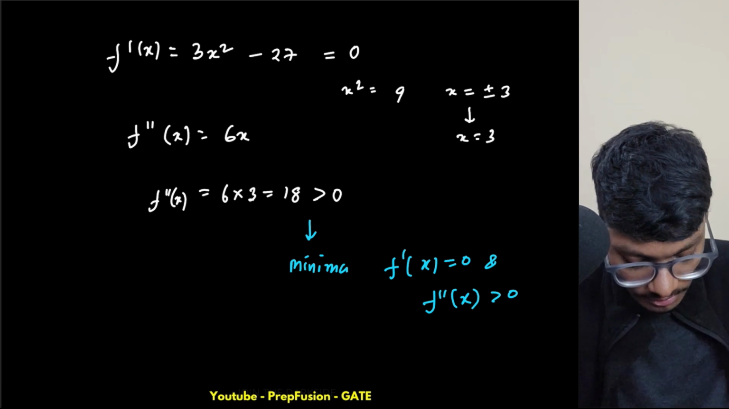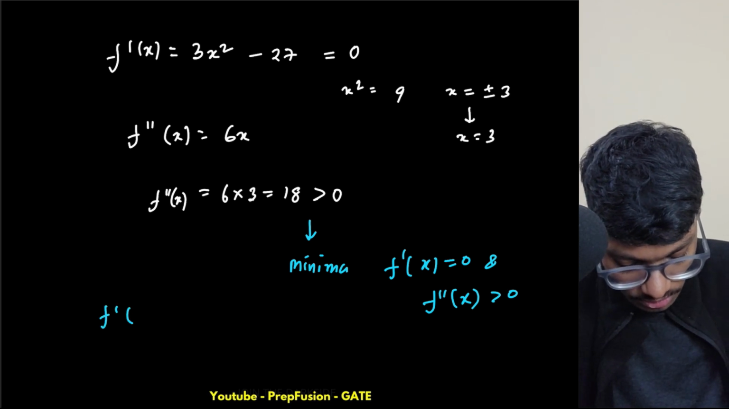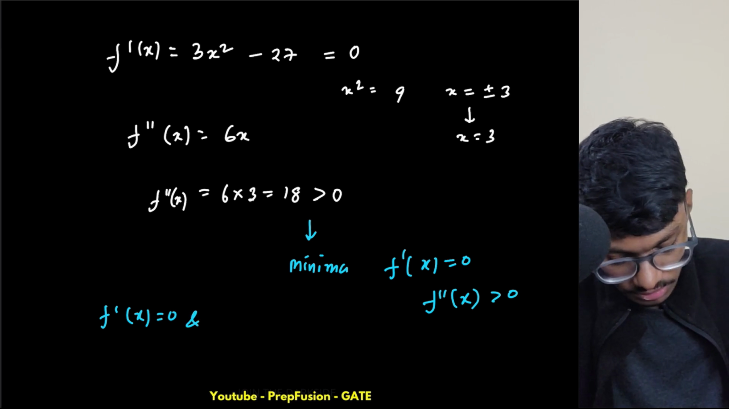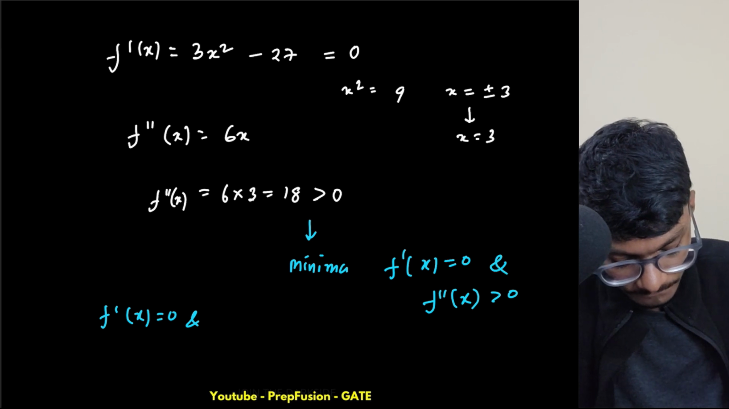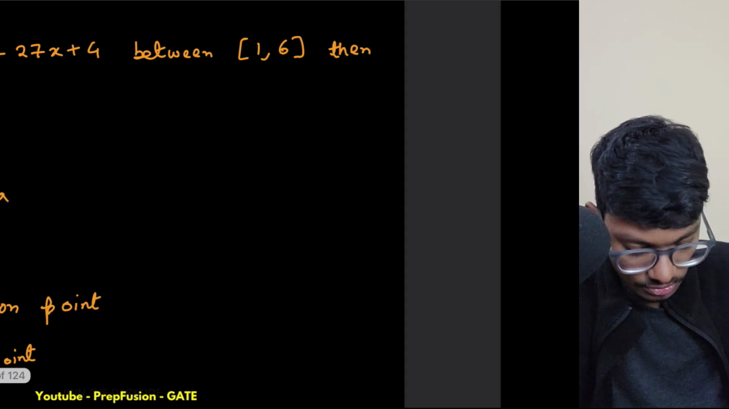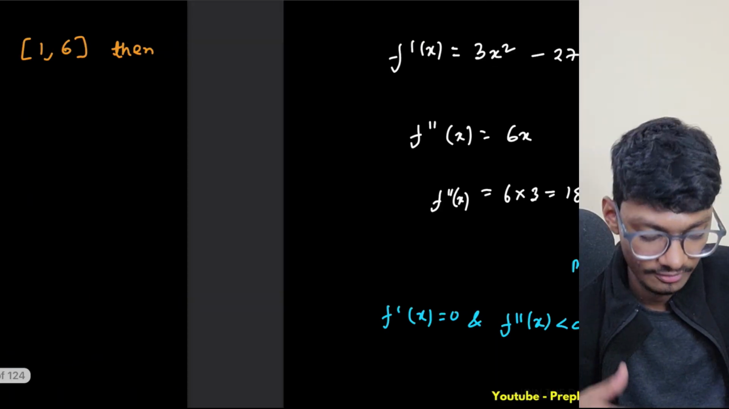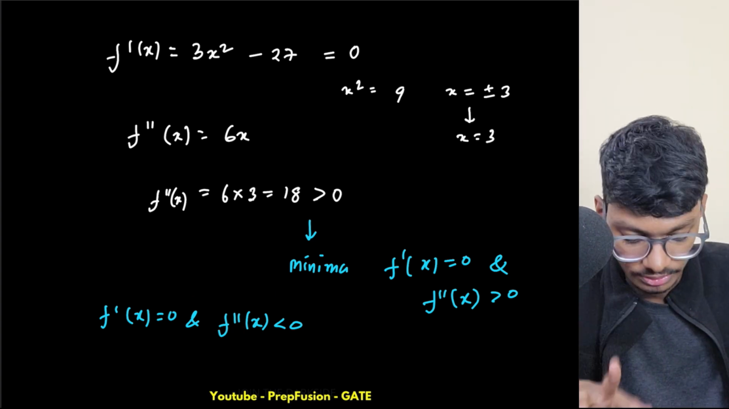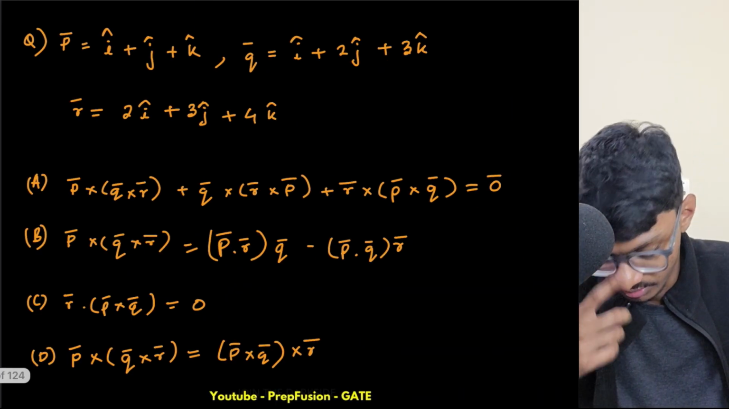We would have had a maxima if f dash of x equals 0 and f double dash of x is less than 0. So we would have had a maxima, but this time we have a minima, and if this was equal to 0, then we would have had an inflection point. So this is it for this simple calculus question, the maxima minima question.